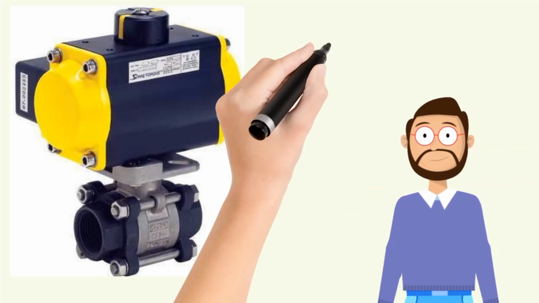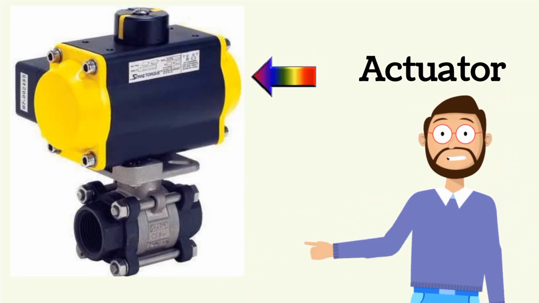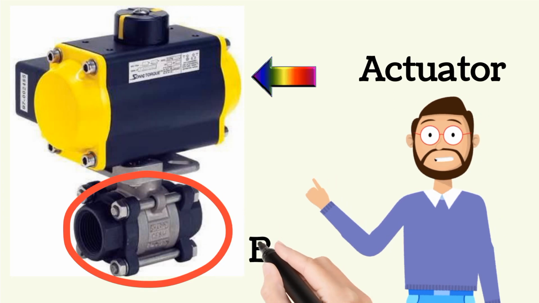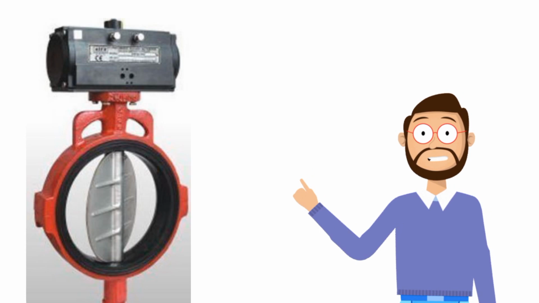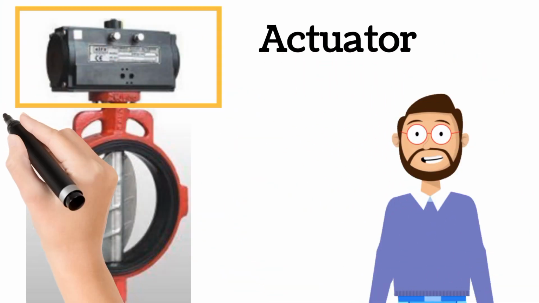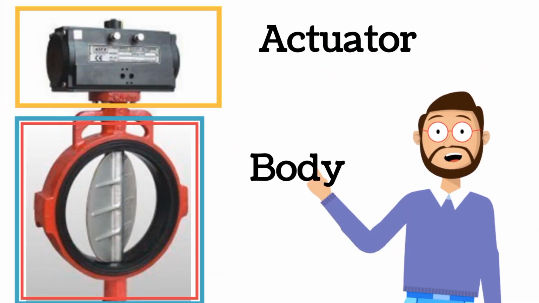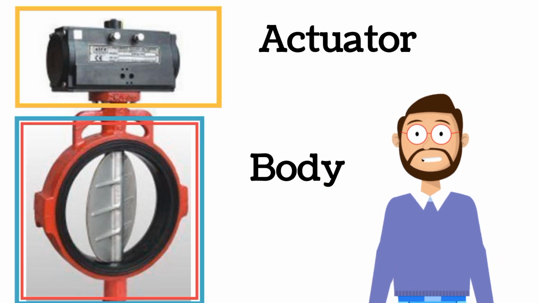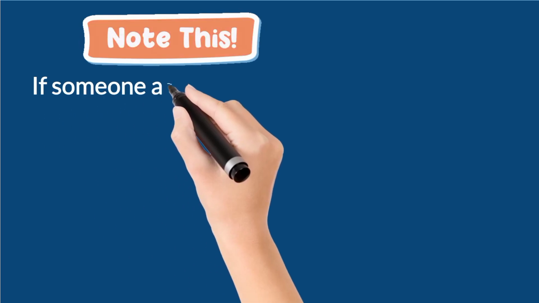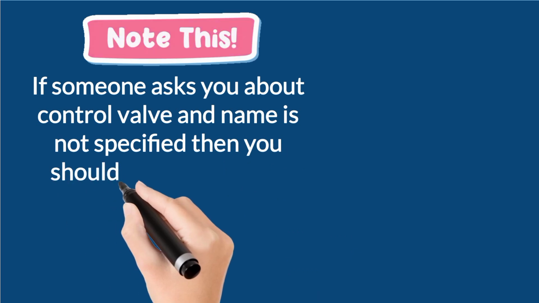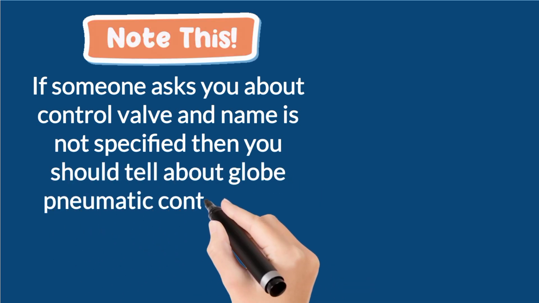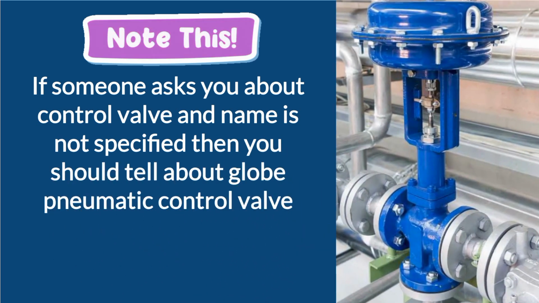In this image, ball valve is shown. Here the actuator is shown by the arrow and the body is shown by the circle. Similarly, in the butterfly valve, actuator and body are shown. So I think valve, actuator and body are clear to you. So friends, here one point is important. If someone asks you about control valve and name is not specified, then you should tell about globe pneumatic control valve.